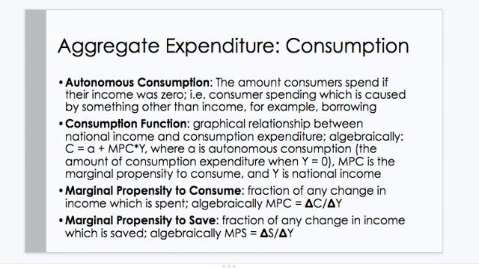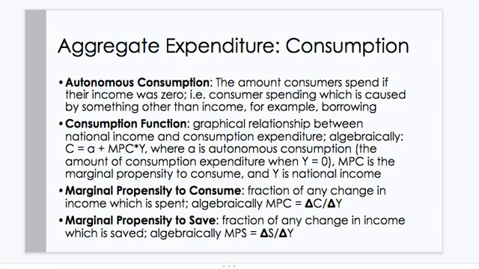Consumption function: a graphical relationship between national income and consumption expenditure. Algebraically, consumption equals A plus MPC times Y, where A is autonomous consumption, the amount of consumption expenditure when Y is zero. MPC is the marginal propensity to consume, which is the slope of the consumption function, and Y is national income. MPC is the fraction of any change in income which is spent. Algebraically, MPC equals change in consumption over change in income.